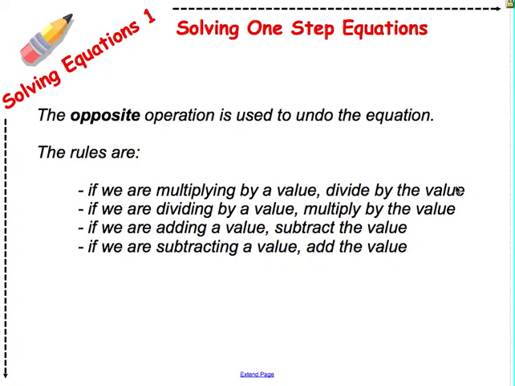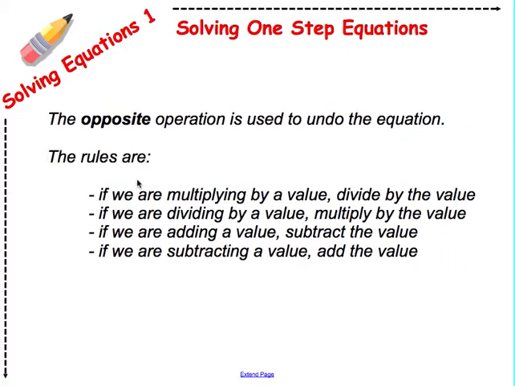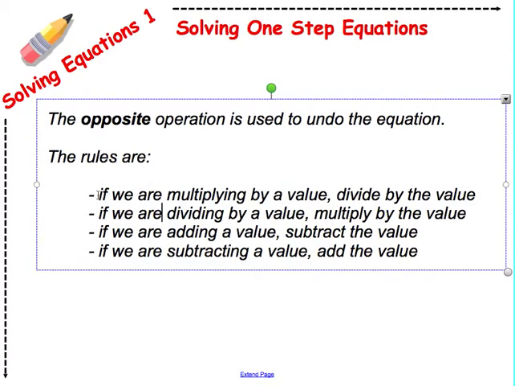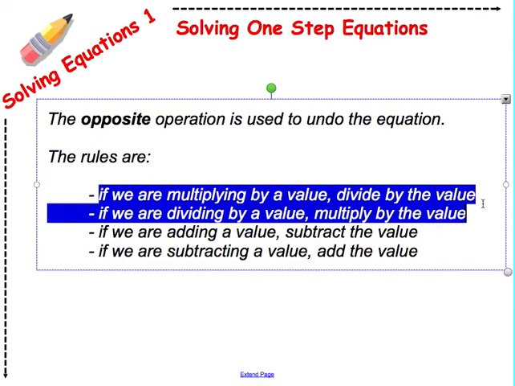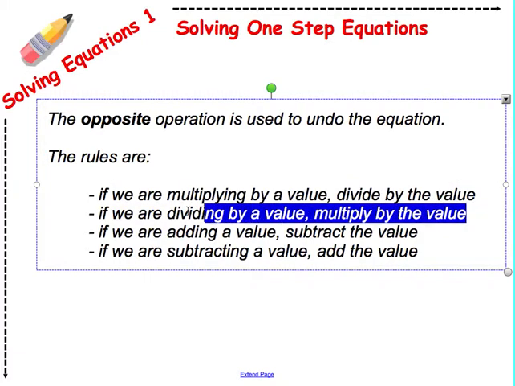The opposite operation is used to undo the equation. If we are multiplying by a value, then we divide by the value. So if you're multiplying a variable by 4, to get rid of the 4, divide by 4. We do the opposite thing for division. If we're dividing by a value, then we multiply by the value. So let's say we're taking a variable and dividing it by 2, we're going to multiply it by 2.